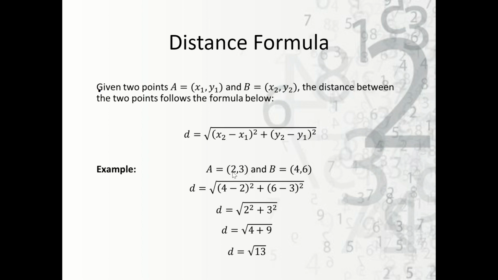So for instance, if we had 2 points and the first point was (2, 3) and the second point was (4, 6), we'd say that the distance is equal to the square root of, we'll take the first one, (4 minus 2) squared plus (6 minus 3) squared. Well, we can see that 2 squared is 4, and 3 squared is 9, so this is 4 plus 9 under the square root. We combine those and we get the square root of 13. There is no perfect square root of 13, so we just leave it like that.